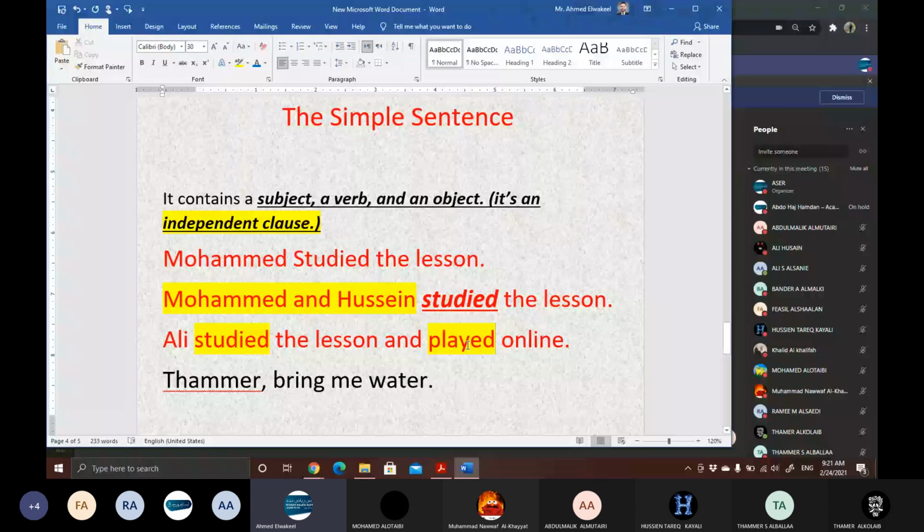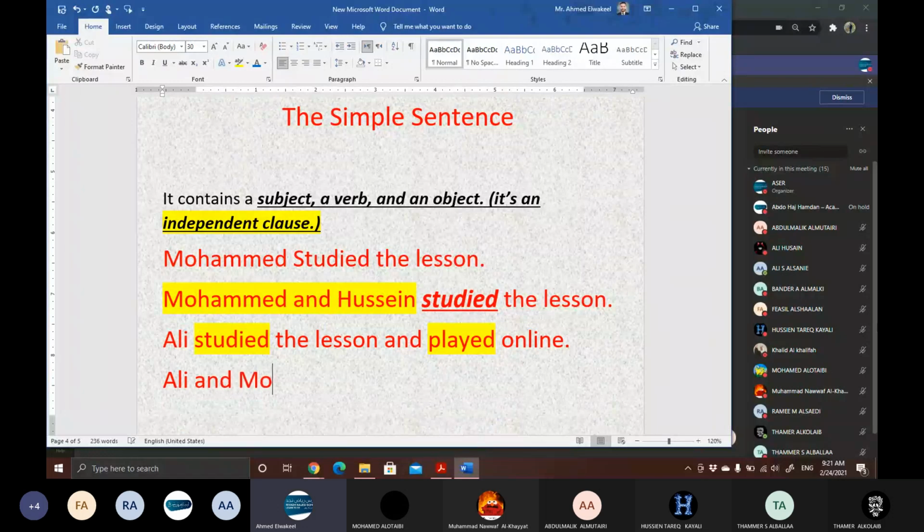So put this in your mind. Once you have one subject performing one action verb, it's simple. When you have a compound subject, more than one subject performing the same action verb, it's also a simple sentence. Once you have one subject performing two actions, that's also a simple sentence. And even if we have Ali and Muhammad played football and watched.